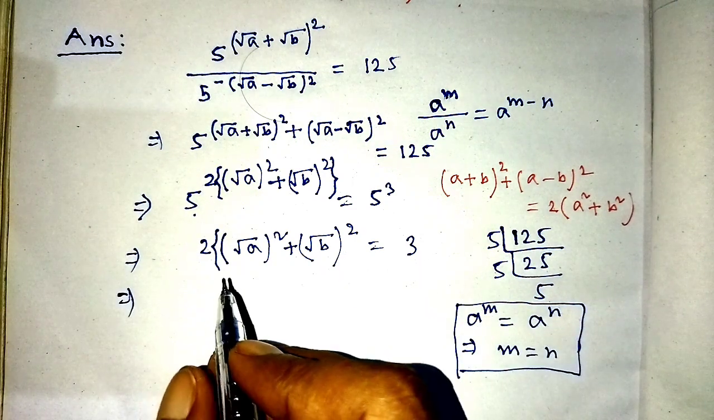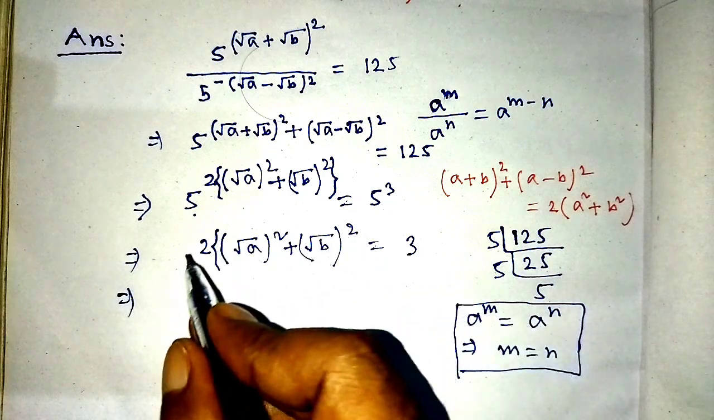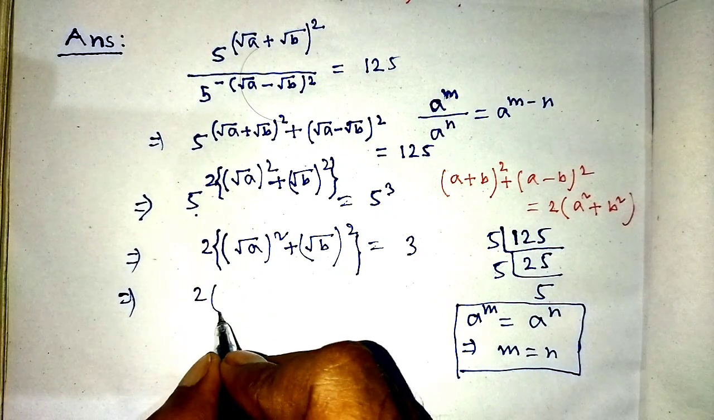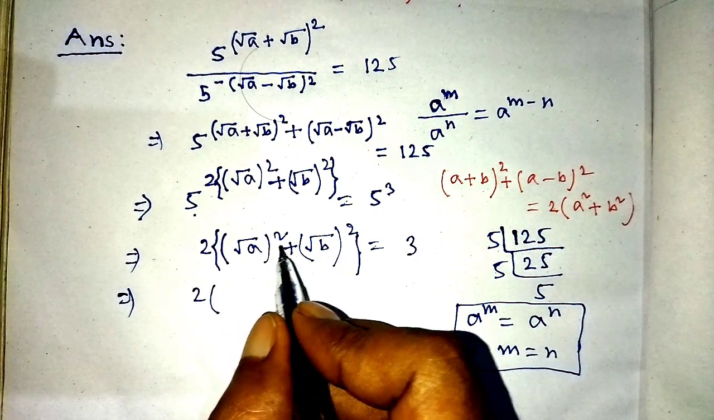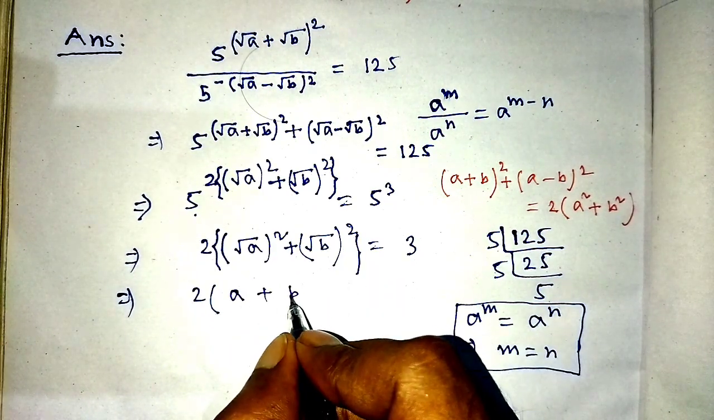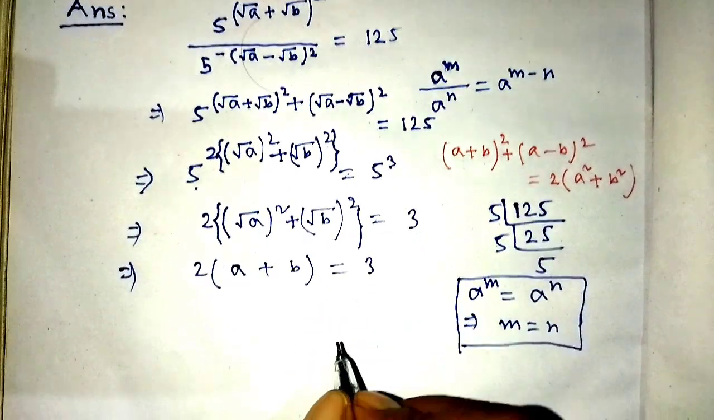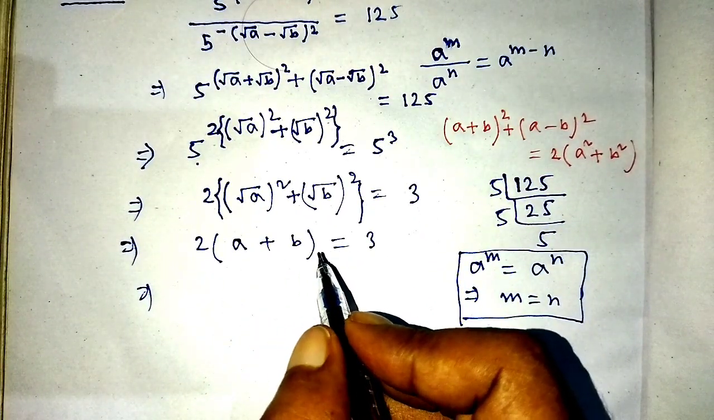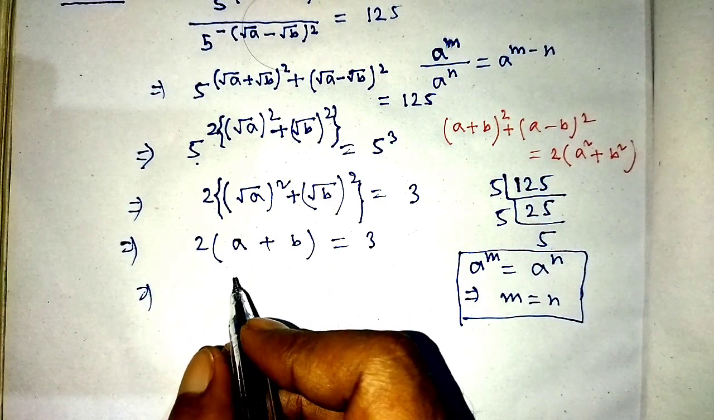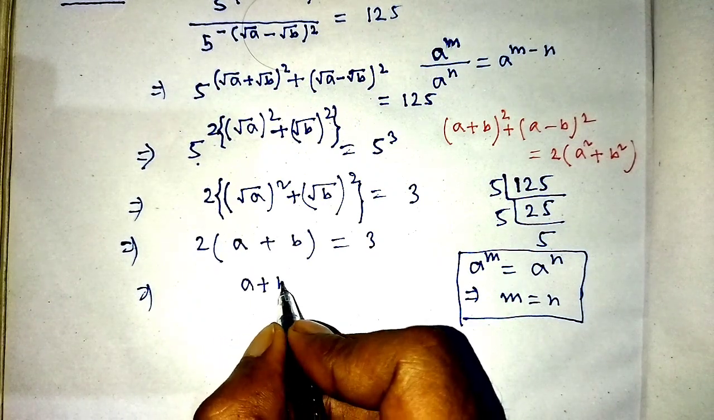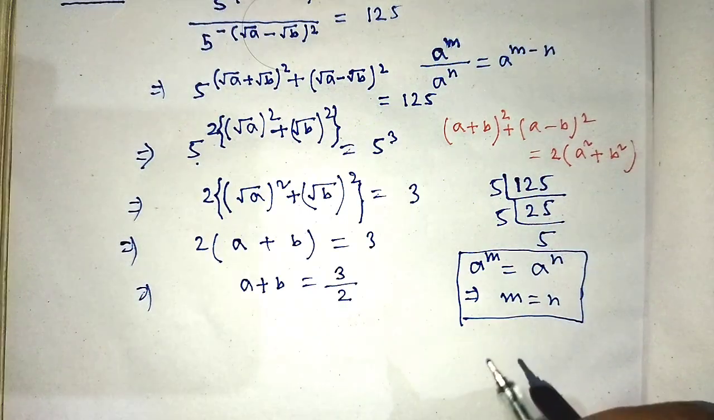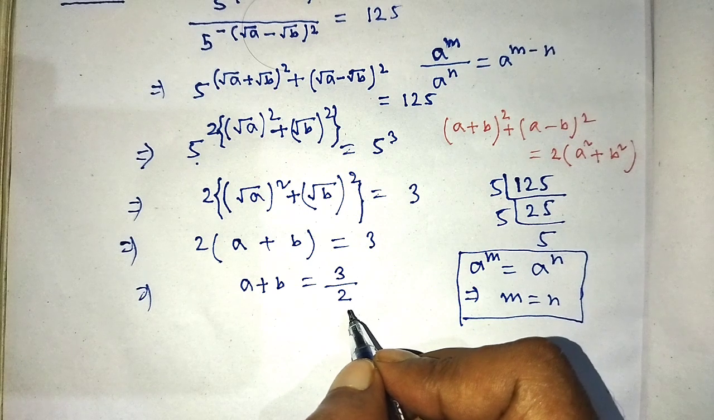Student, on the left hand side, if you simplify this algebraic expression, we can write 2 into, here (√a)² means a, plus (√b)² means b, is equal to 3. To find the value of a plus b, we have to transpose the 2 from the left side to the right side. So on the left hand side we write a plus b is equal to 3 over 2. So this is the answer. My dear student, the value of a plus b will be 3 by 2. So this is our final answer.